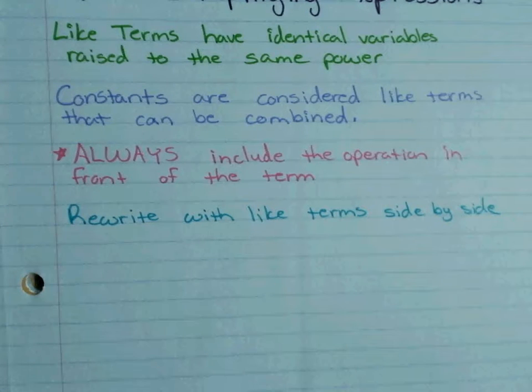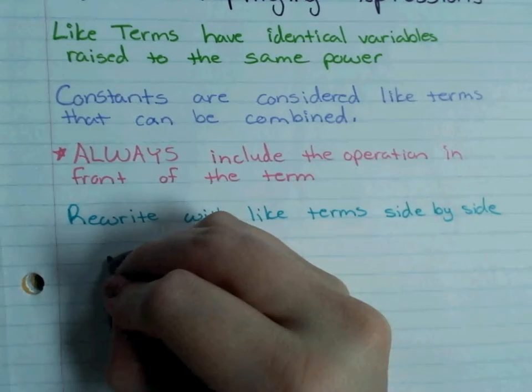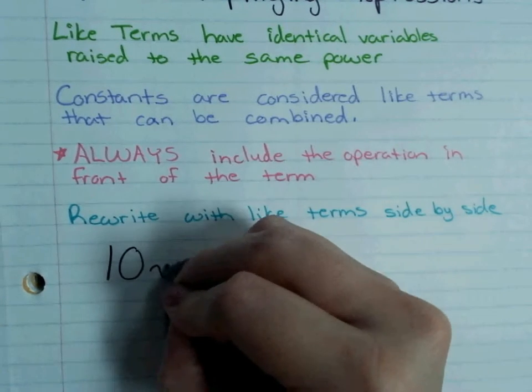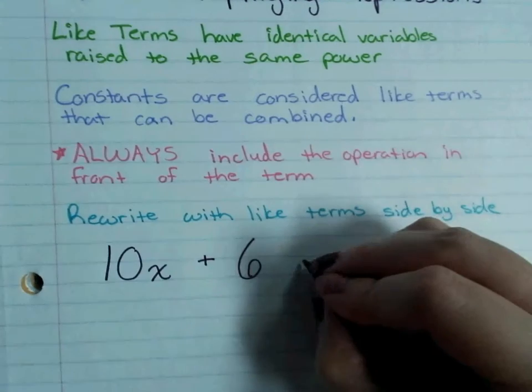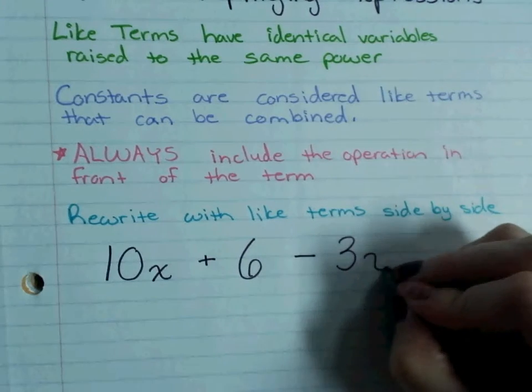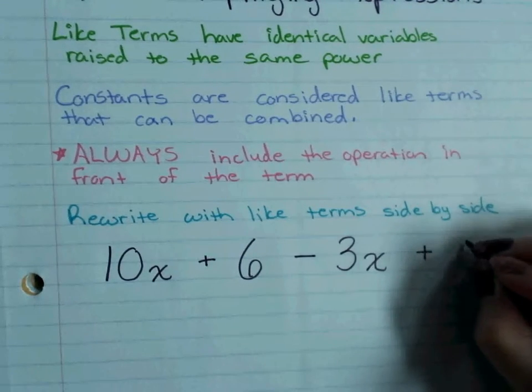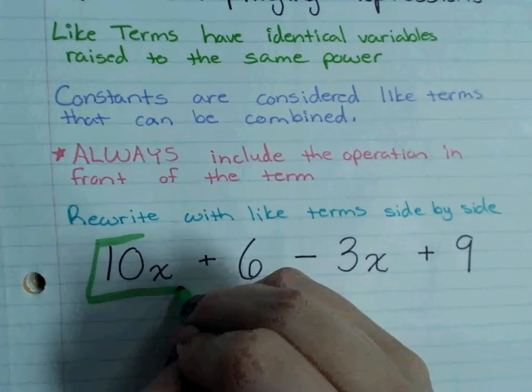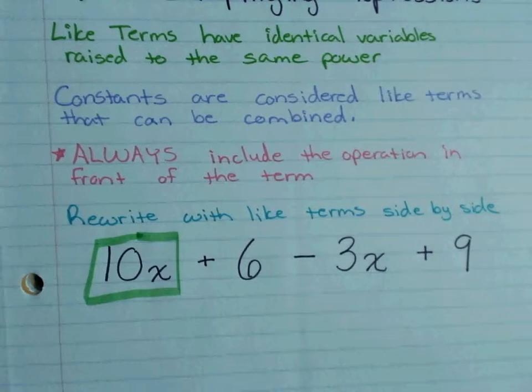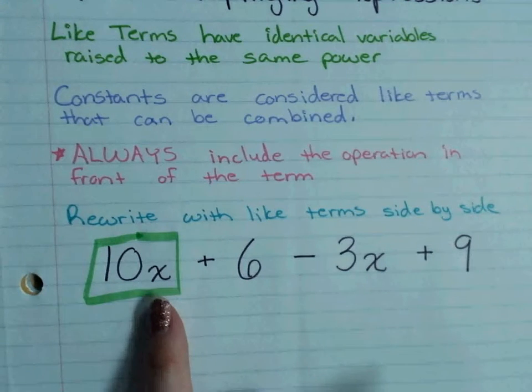So if I have a statement, 10x plus 6 minus 3x plus 9. The first thing I'm going to do is I'm going to look at my first term, and my first term is that 10x. And I'm going to see, do I have any other terms that are like 10x? Do I have any like terms to 10x?